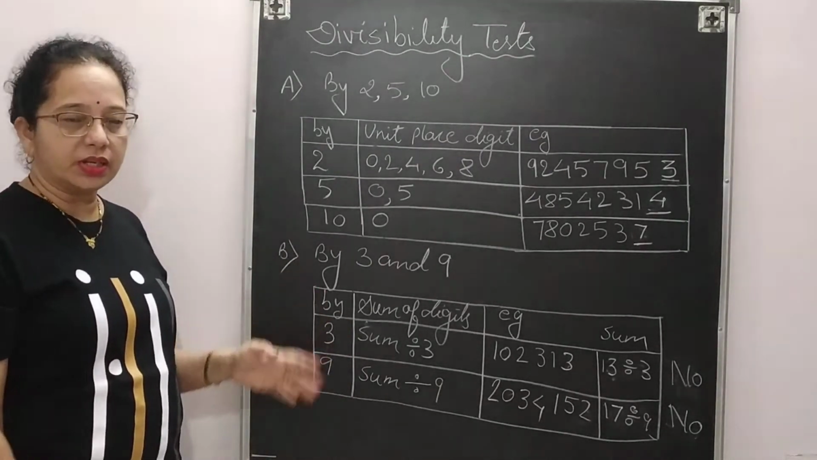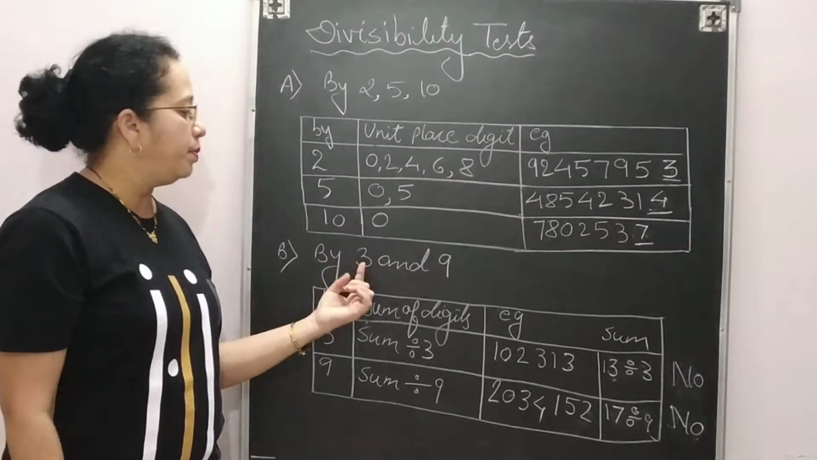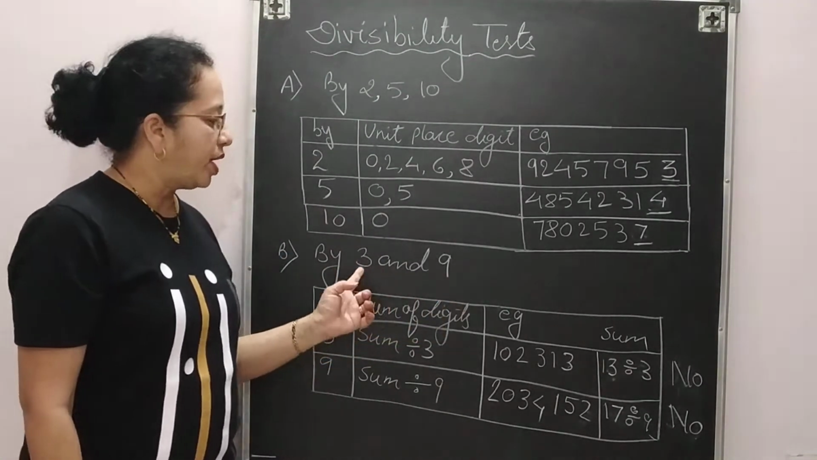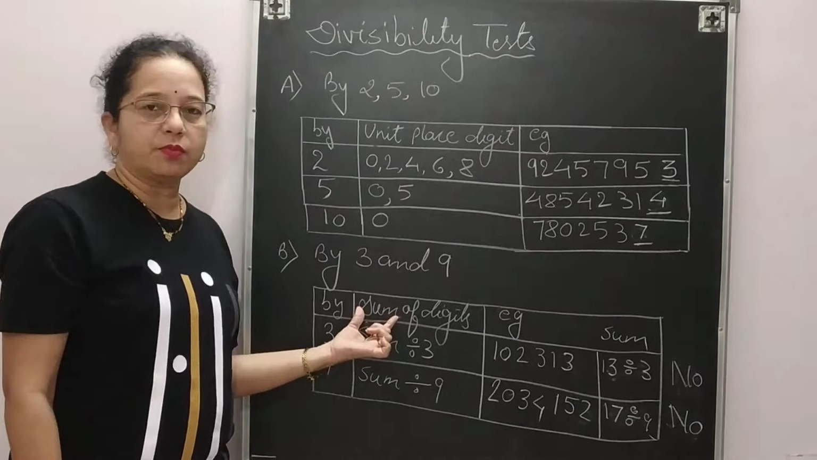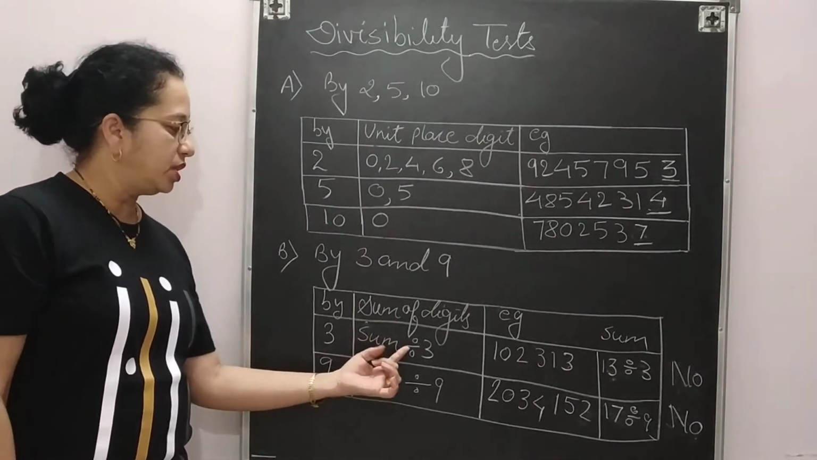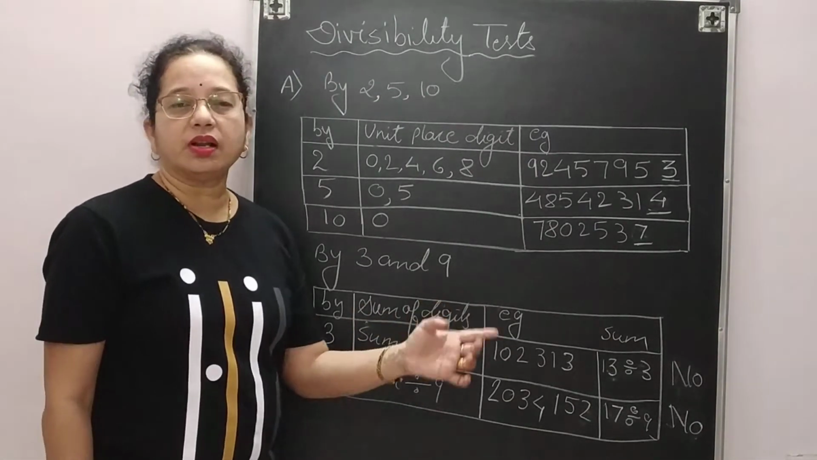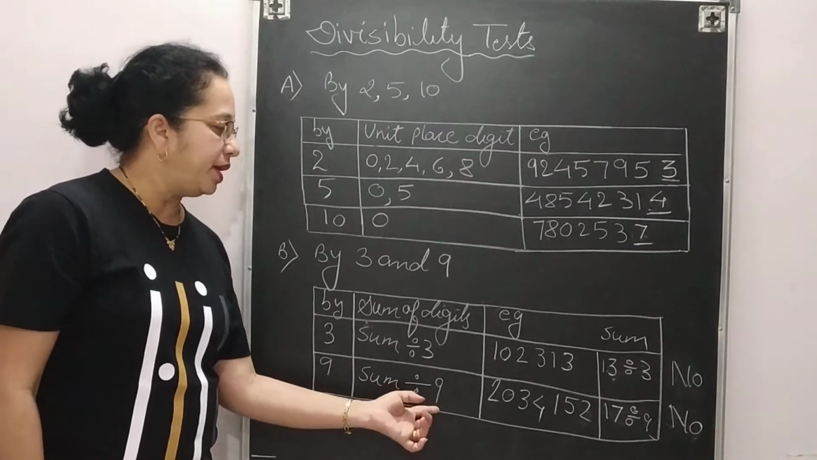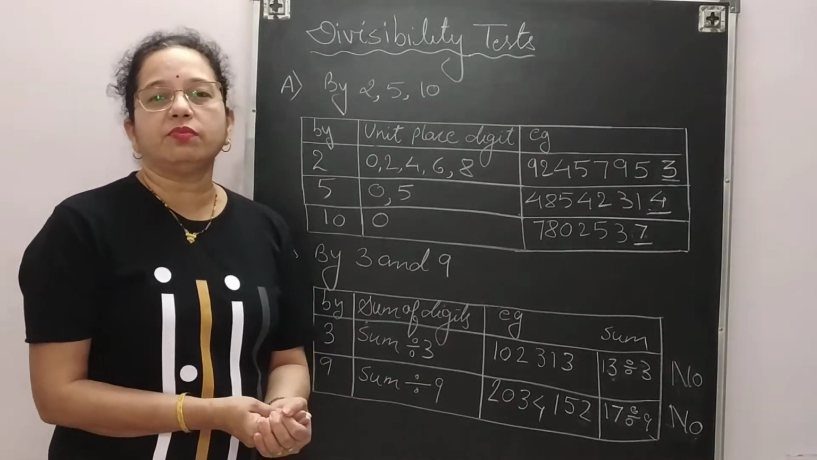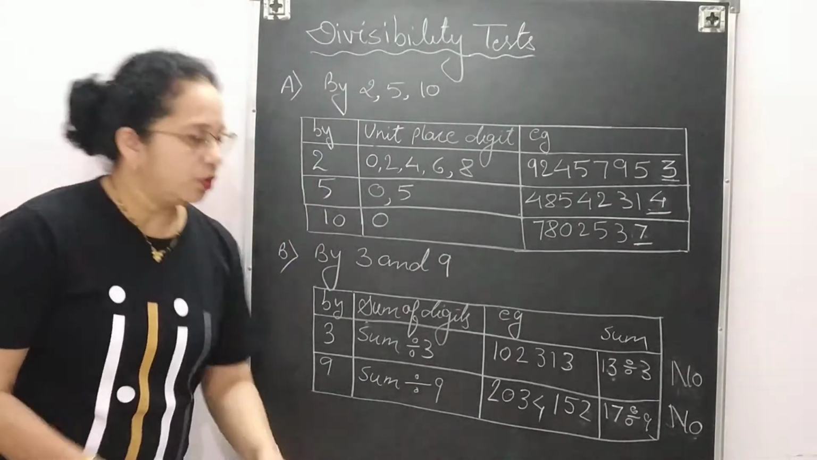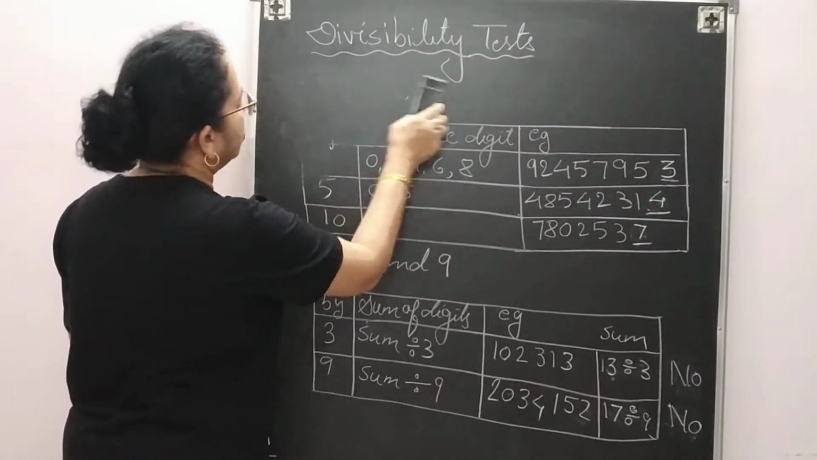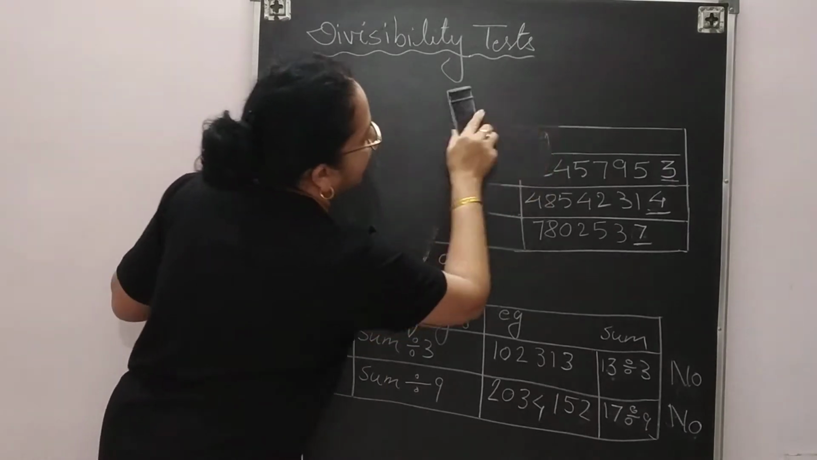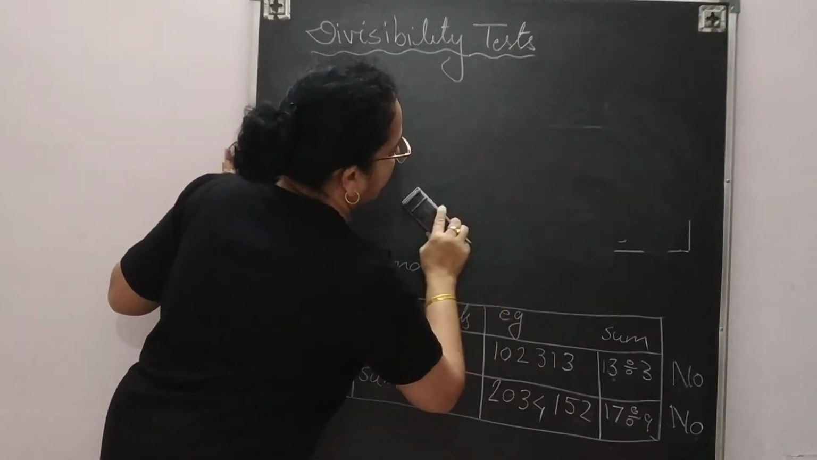Let me revise once again. My group 2 will be 3 and 9. Why 3 and 9? Because we check the sum of digits. If your sum of digits is divisible by 3, then the given number will be divisible by 3. If the sum is divisible by 9, the given number will be divisible by 9. So I have explained two groups, and now my third group is divisible by 4 and 8.